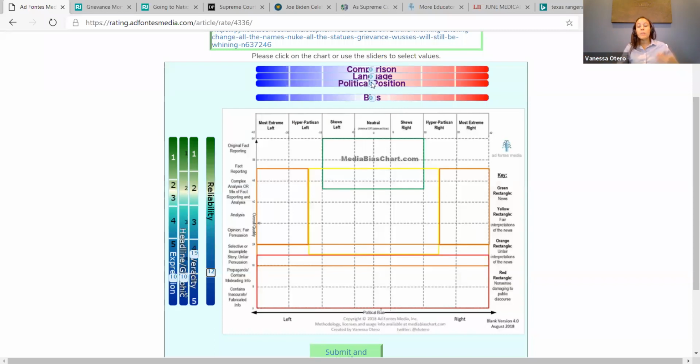So in comparison, this article seems to say no, we don't want to change names at all. So it would be pretty much on the most right edge of this political position topic, right? All right, so hyperpartisan right, but I'd put it right here on this side of it for that reason. We haven't compared this to other articles, but this was the most right-leaning one we could find, so it was over here. And then language is pretty extreme. There weren't any curse words in here, which would put it over here. But grievance wusses is pretty derogatory. So, all right.